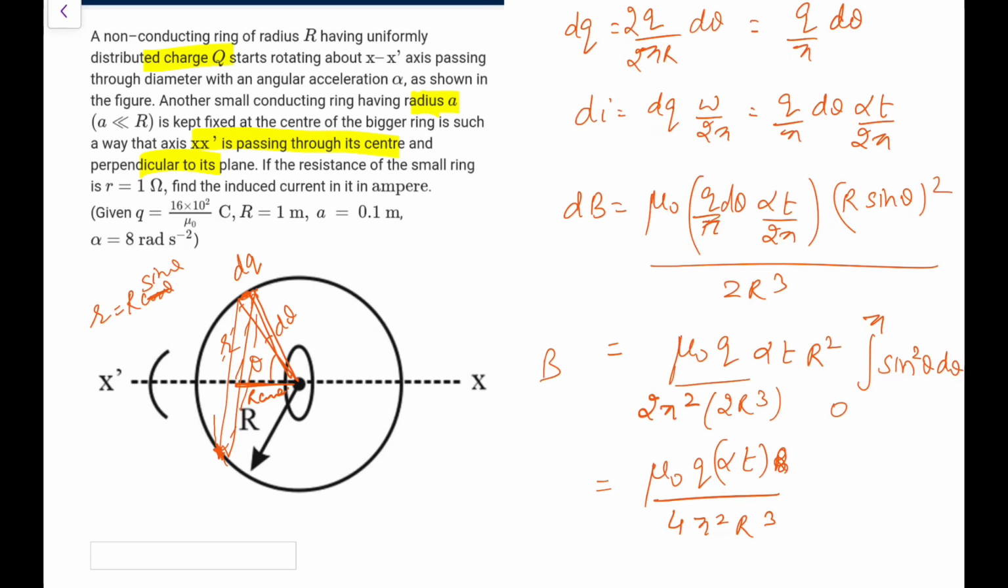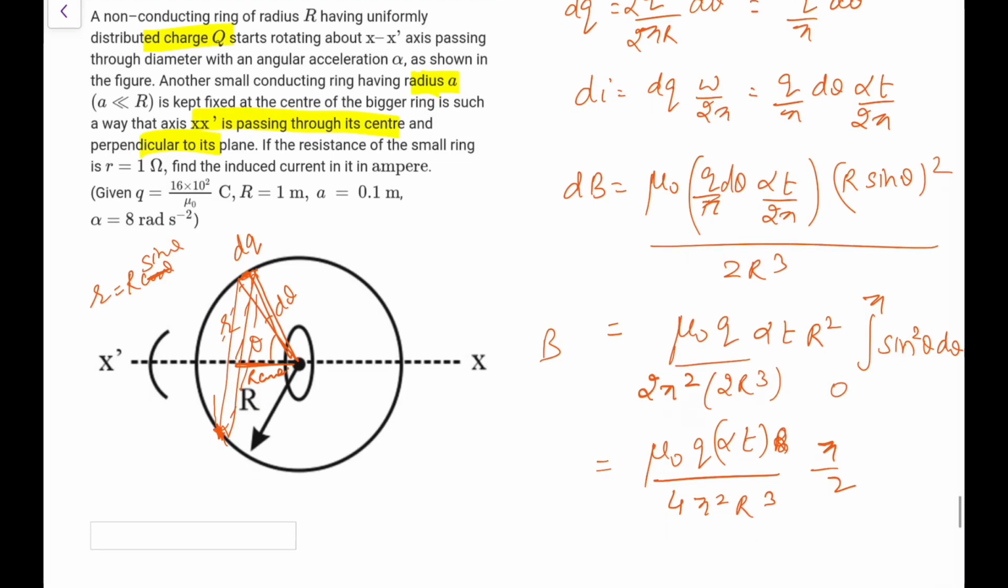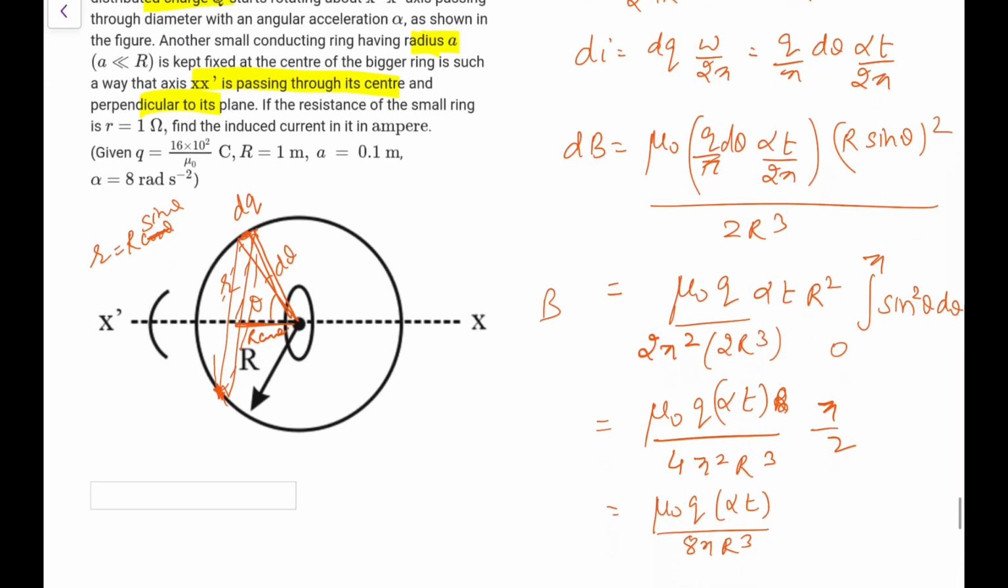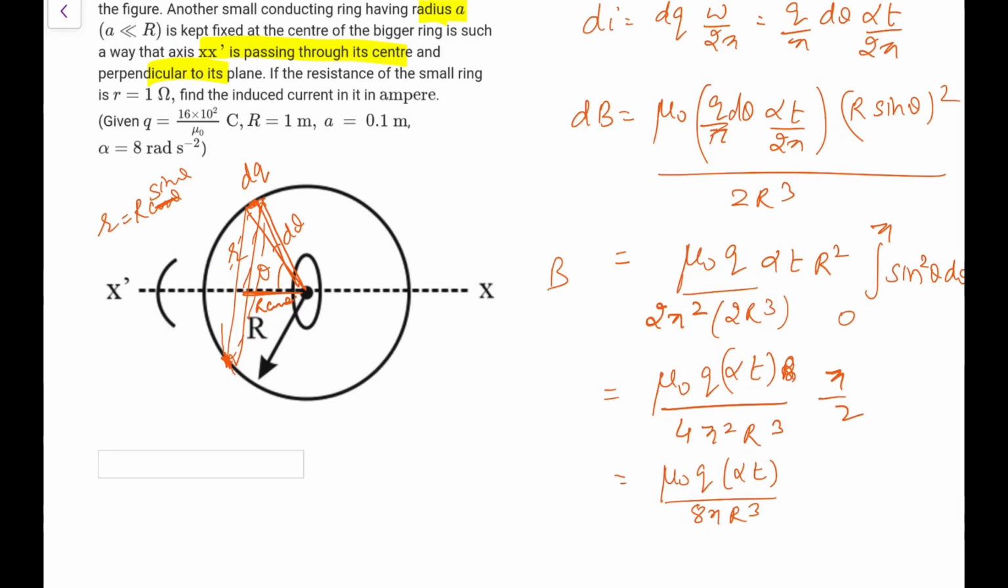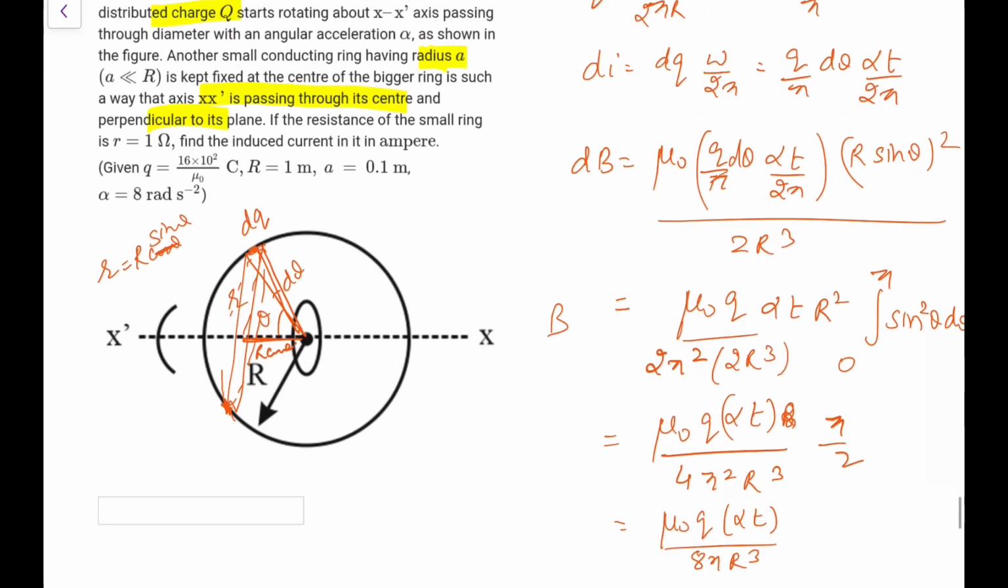If you do this integration of sine square theta, you remember this particular integration, it will come out as pi by 2. So it comes out as mu naught q alpha t upon 8 pi r cube. This is the field that I am getting at this point.